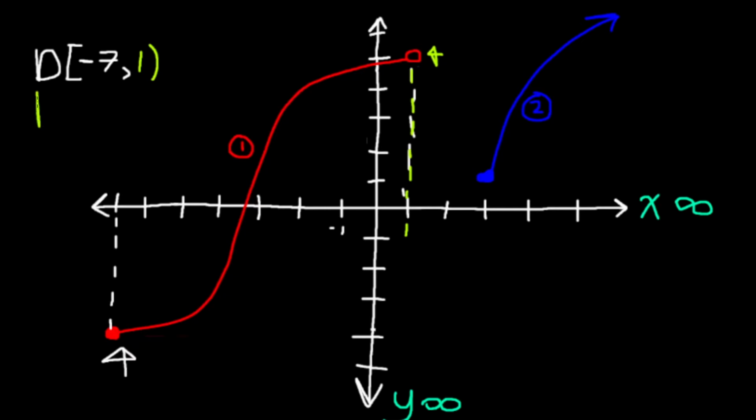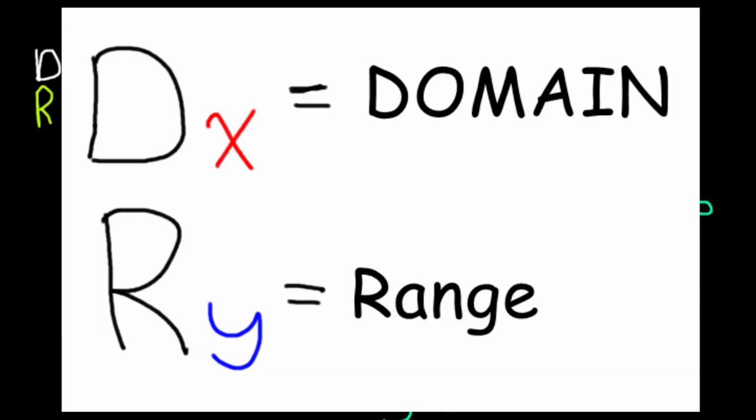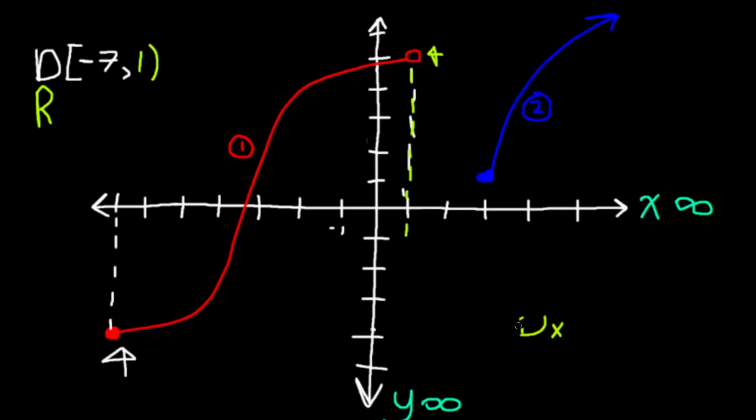Now let's move on to the range. By the way, you could always write it as D with a subscript of x to signify that it is all the possible sets of x values, or you could just simply use the D and R. Alright. Now let's move on to the range. The lowest set of y value would be right here, lines up right there, and the highest would be right there, lines up right there.